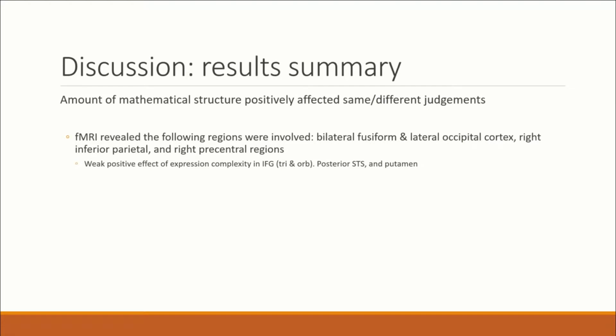Meanwhile, fMRI analysis showed that several regions were associated with the syntactic complexity of the mathematical expressions. These regions were bilateral fusiform and lateral occipital cortices, as well as right inferior parietal and several precentral regions. Several language ROIs were also investigated and were found to be weakly positively associated with syntactic complexity. These regions included the IFG, both pars triangularis and pars orbitalis, as well as the posterior STS and putamen.